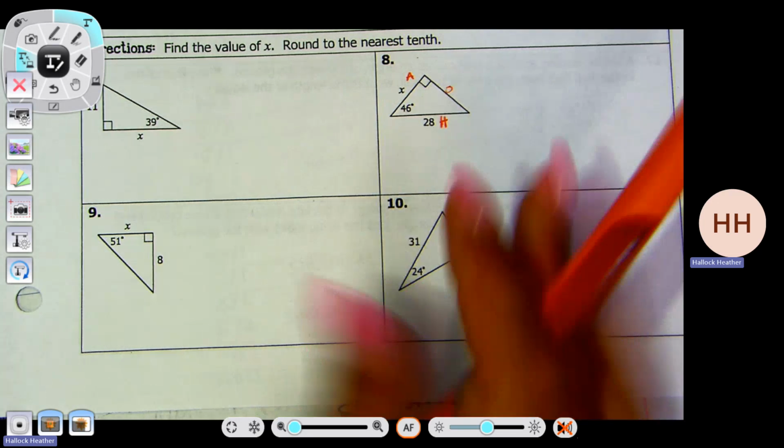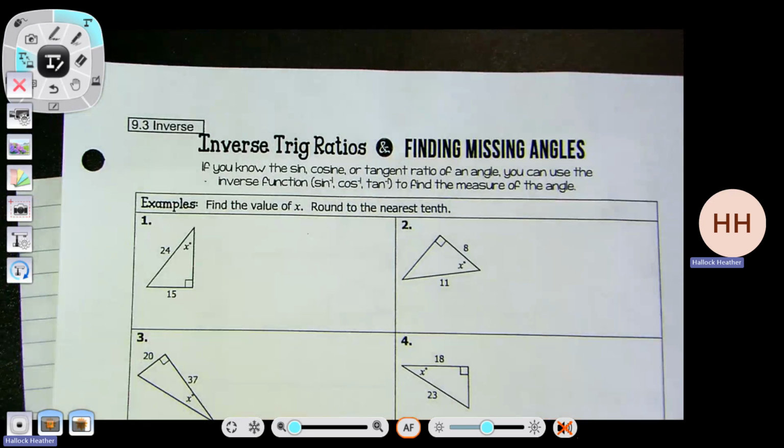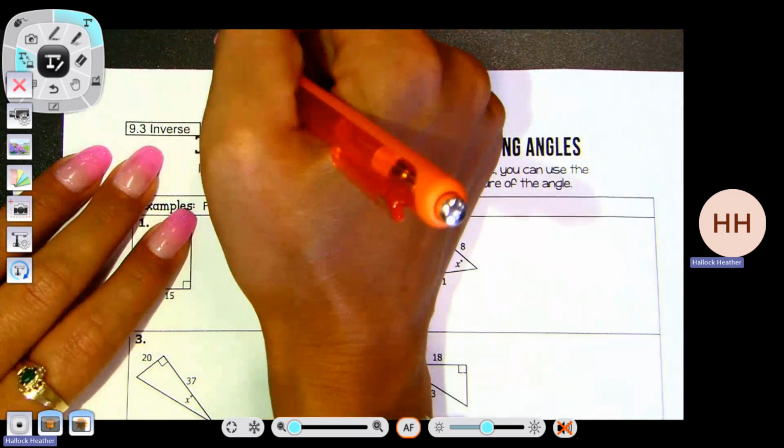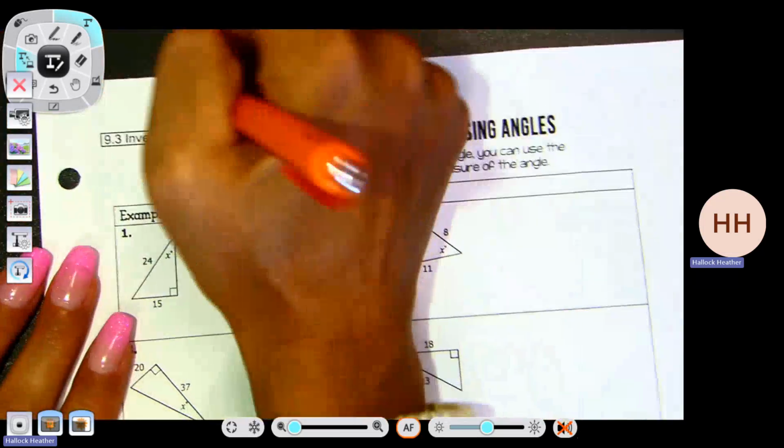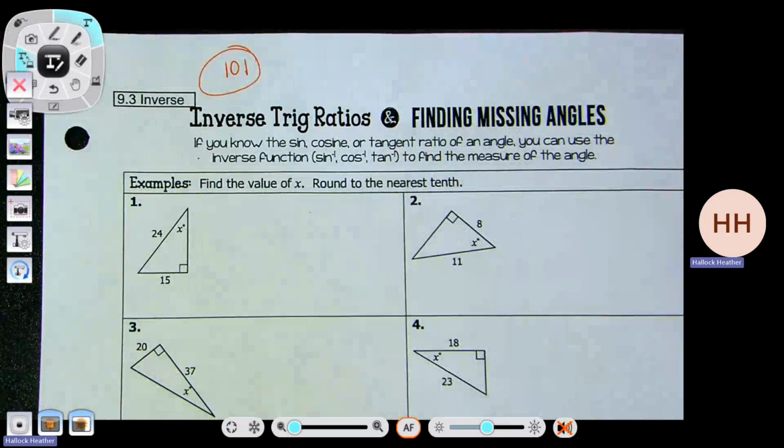Okay, so let's start with the new stuff. So this is number 102, right? Is that 102? Or 101? What is this? This is 101. So 101. So this is new. You're going to need a calculator.